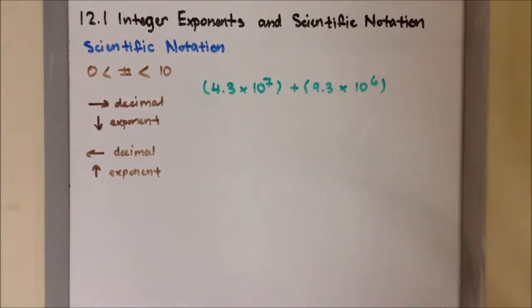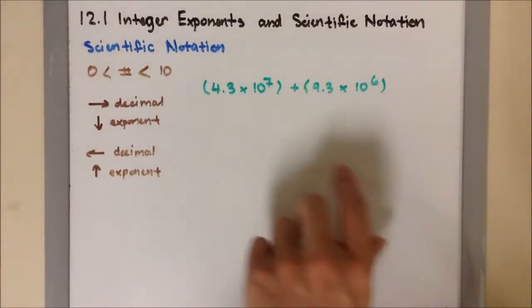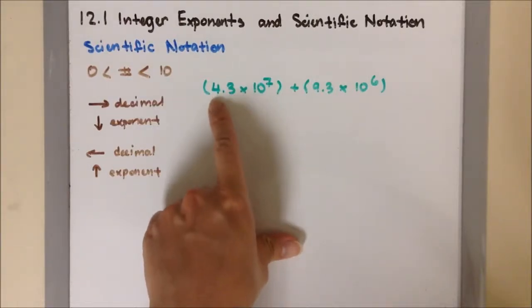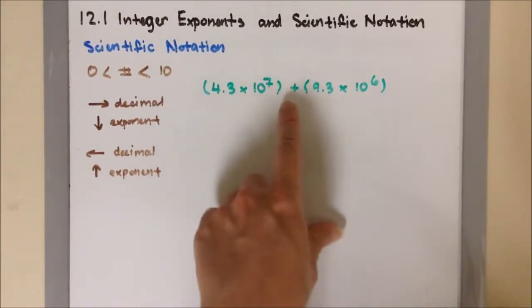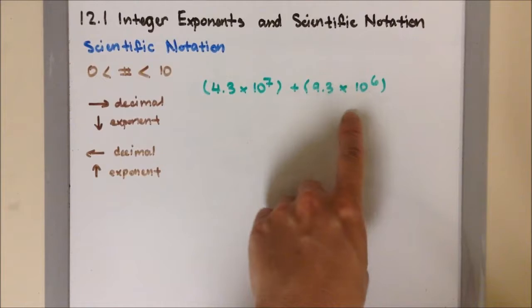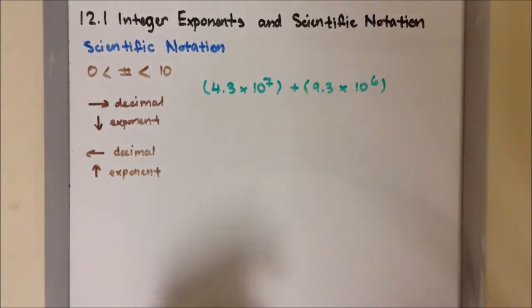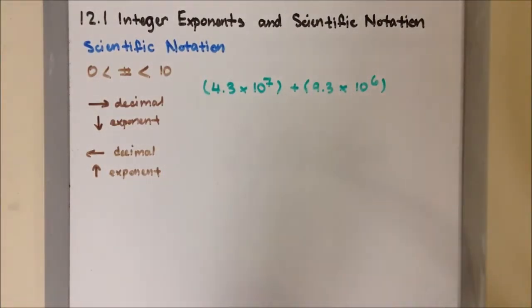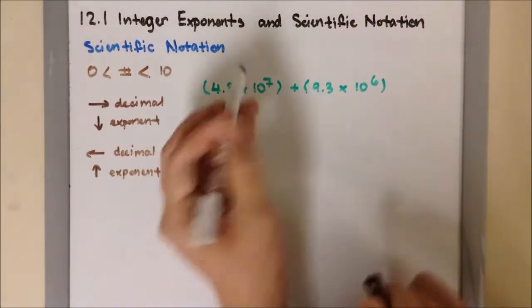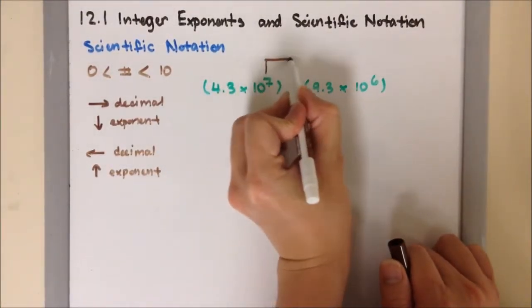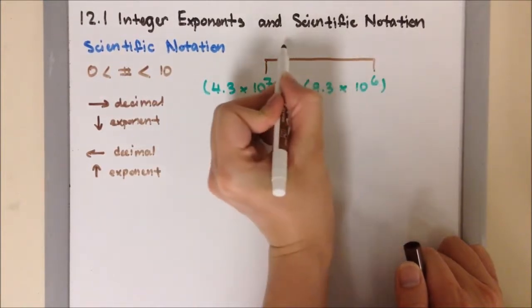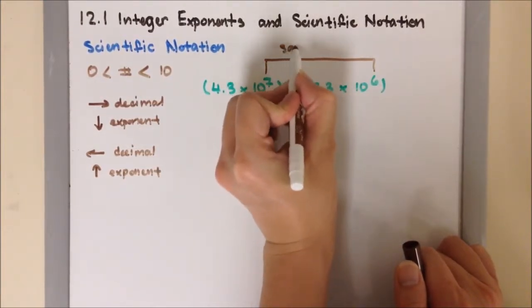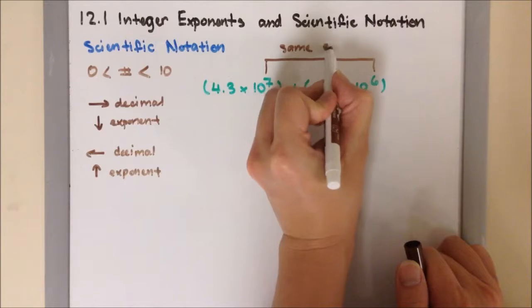In this example, we're going to cover adding and subtracting. So the first one is 4.3 times 10 to the 7th power being added to 9.3 times 10 to the 6th power. When it comes to adding and subtracting, we always want to make sure we have the tens with the same exponent. So let's take a look. It has to be the same exponent.